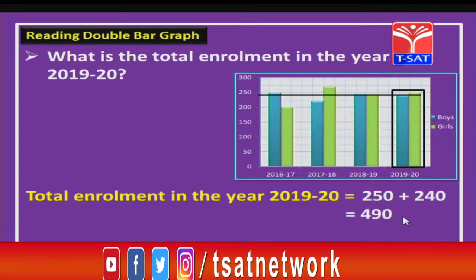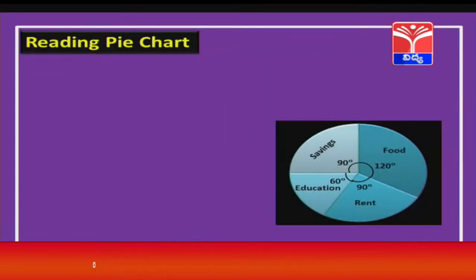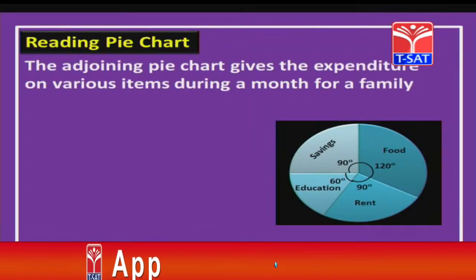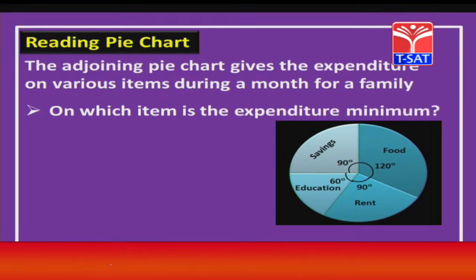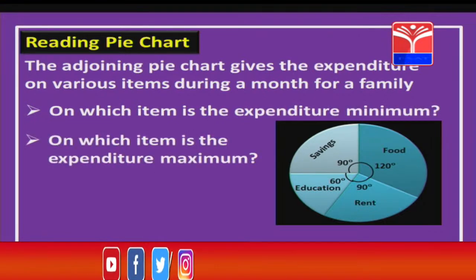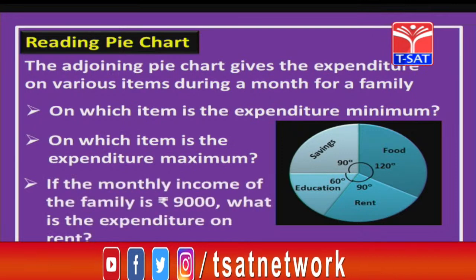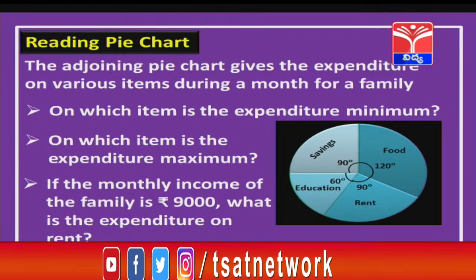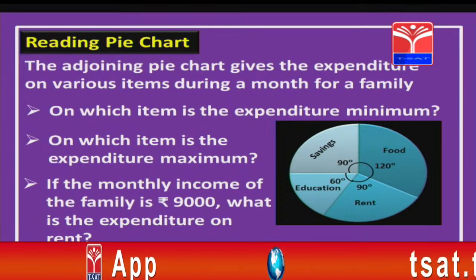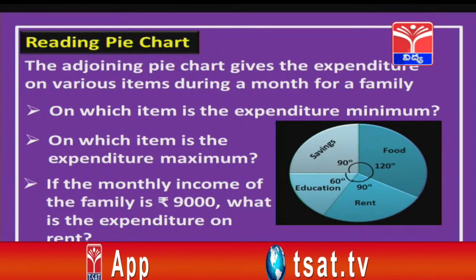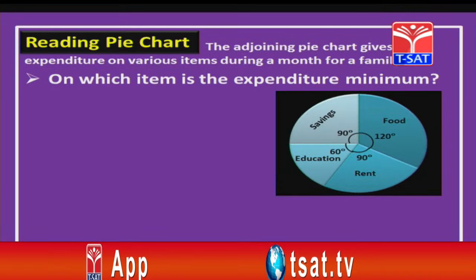Now let us see for a pie chart also. Take a look at this pie chart shown on your screen. The monthly expenditure of a family is given. Okay, children. So on which item is the expenditure minimum? On which item is the expenditure maximum? And if the monthly income of the family is 9,000, what is the expenditure on rent? These are the questions we need to answer using the pie chart. So the first one, more expenditure.